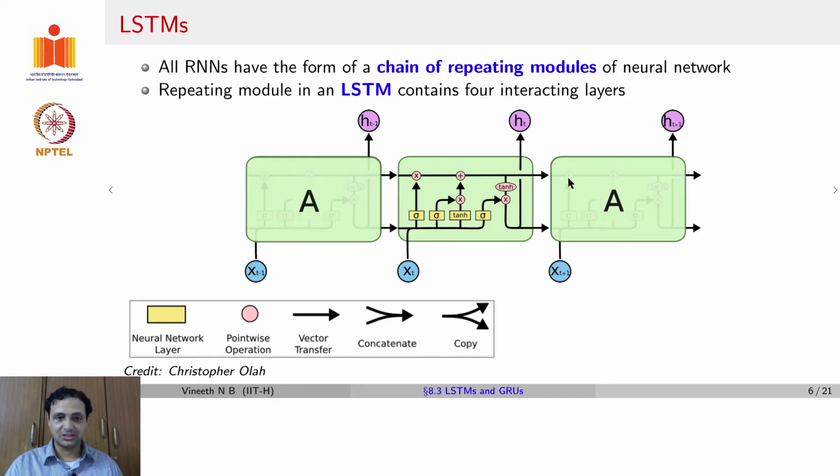LSTMs have a similar structure. Once again, it's a chain of repeating modules where you apply the same block at every time step. But now the structure of each block is not just one layer or 2 layers. It's different. It contains 4 different layers, and they are not sequential layers unlike the networks we've seen so far. They also interact with each other. We will see each of these layers in detail.